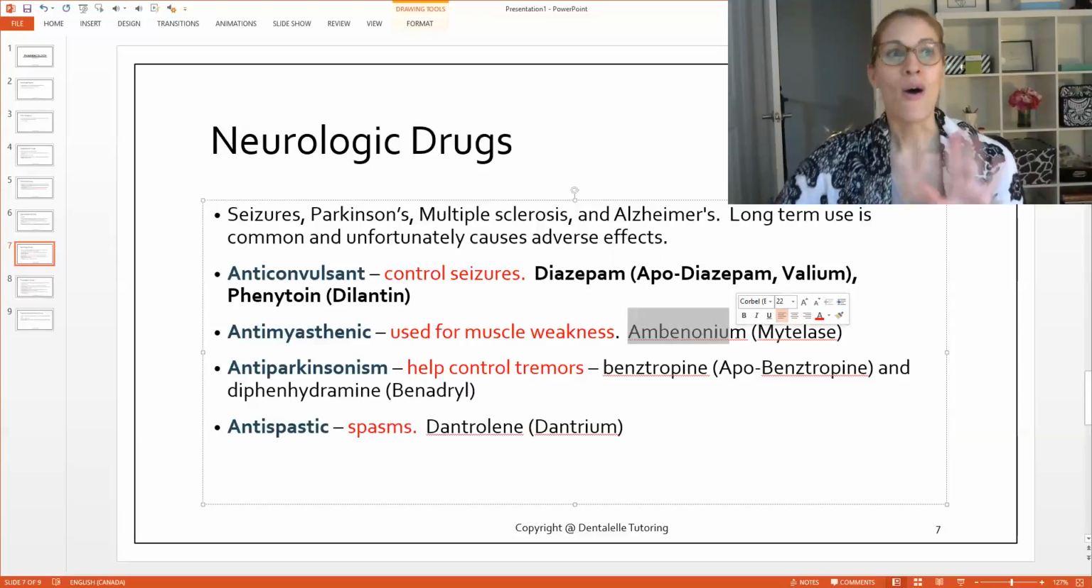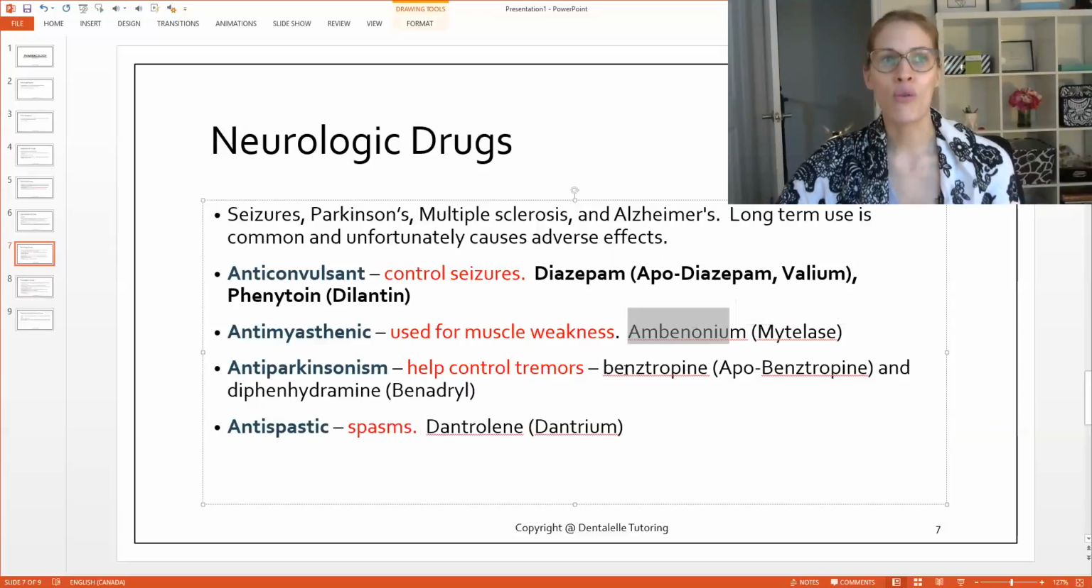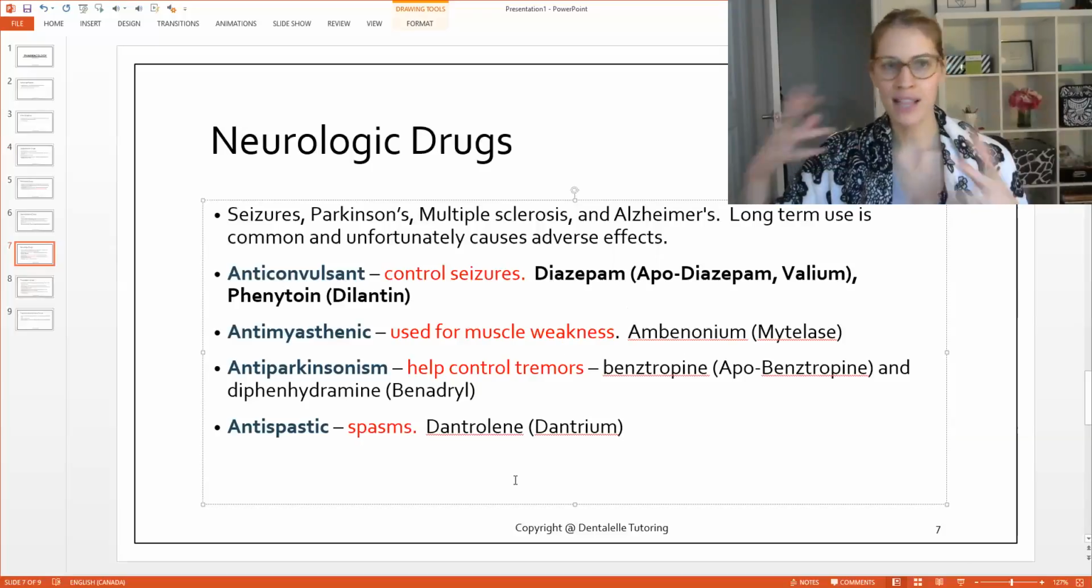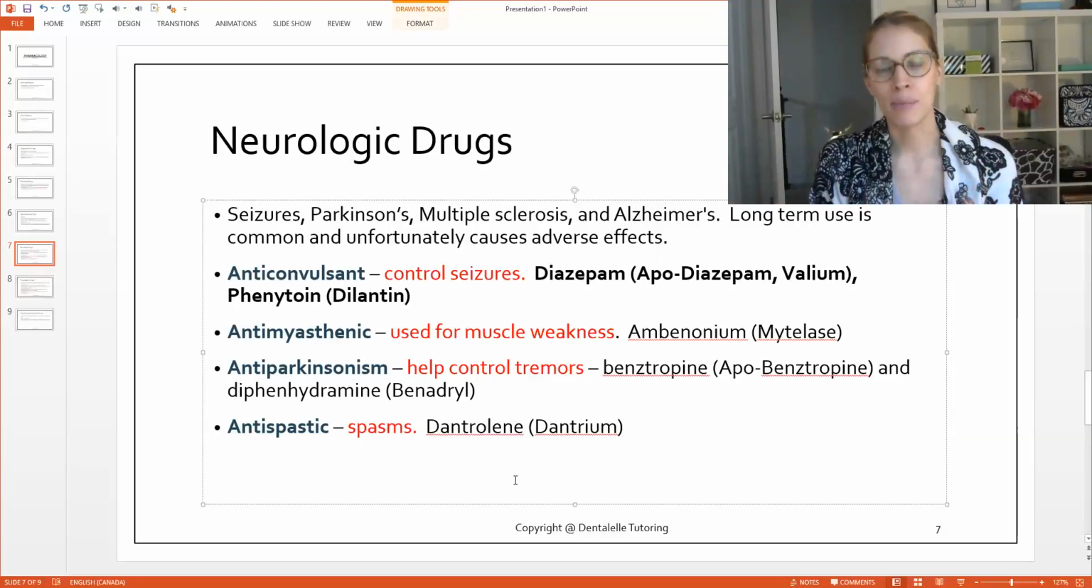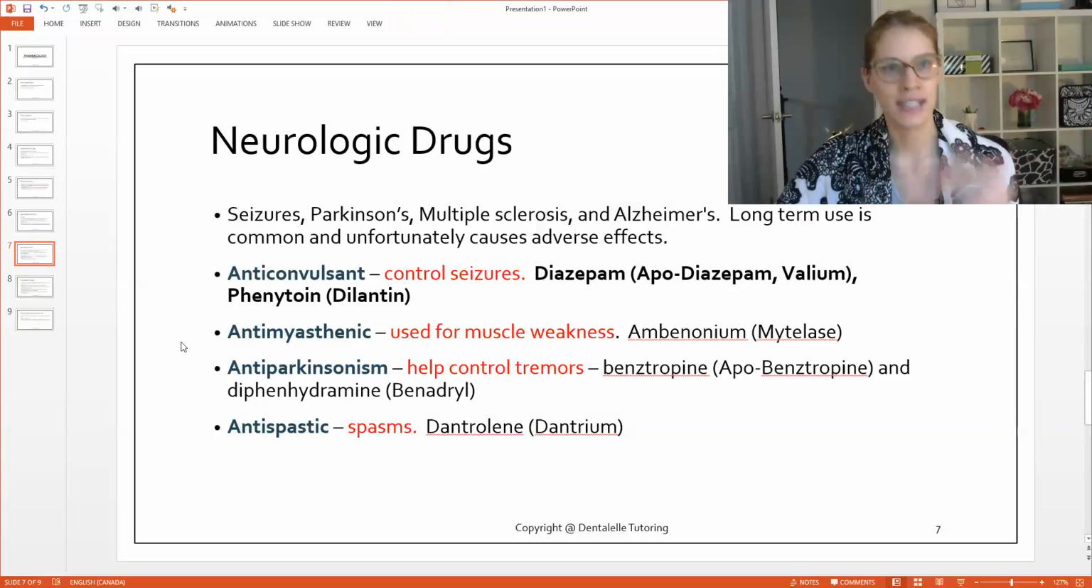Ambenonium. Over time, you will know that that is used to help with muscle weakness. But for the board exam, you have to know so much stuff that it's all memorizing. I'm sorry, you have to memorize this. Even if you want to print out this PowerPoint for your records, it's only about 9 slides, and then just study them over and over again, and eventually it will stick.